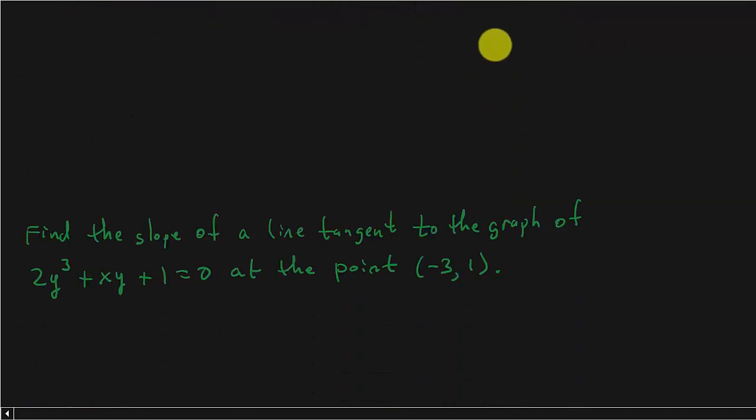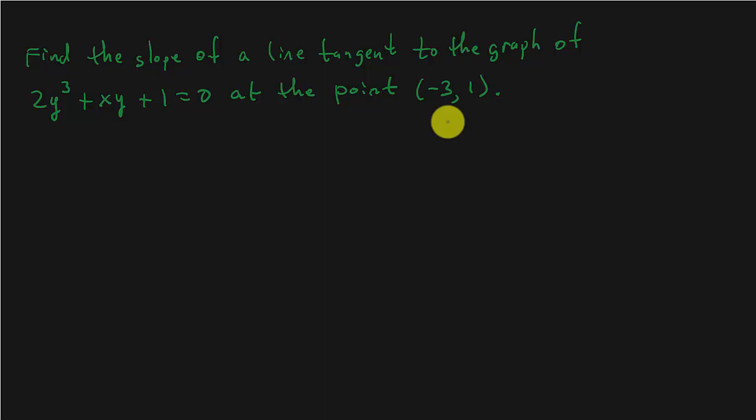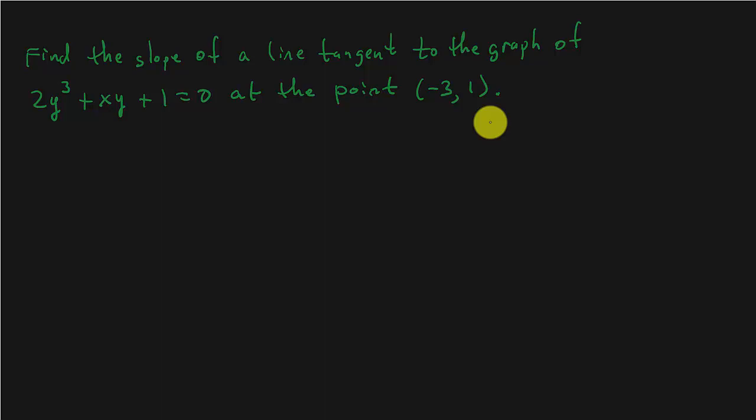All right, so now let's get to some applications. I think we got 3 more problems to do. So find the slope of a line tangent to the graph of this at the point (-3, 1). All right, so do we know how to find the slope of the tangent line? Well, of course we do. If you've been watching these videos, we know to find the slope of the line that's tangent to the curve, we find the derivative and then evaluate the derivative at the point. Okay? So let's go ahead and do that.